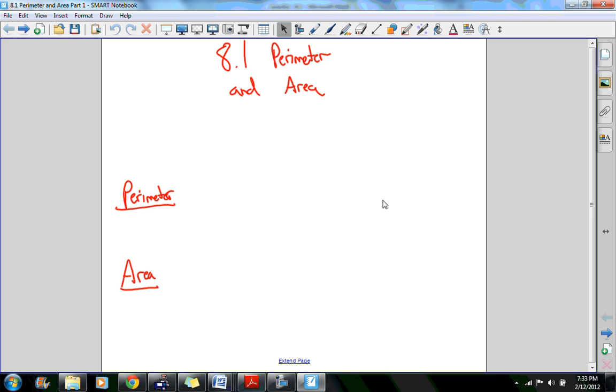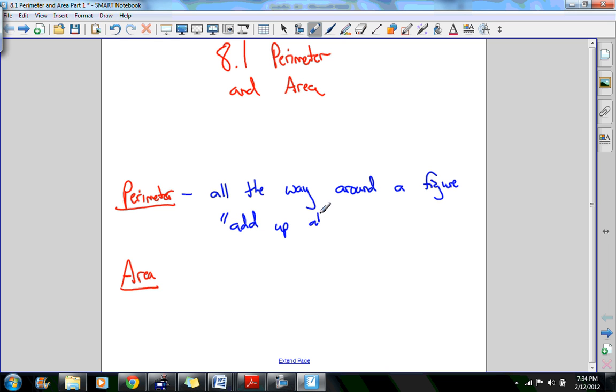Okay, so we're going to start with 8.1, perimeter and area, and most specifically perimeter and area of parallelograms and rectangles. So if we want to get some quick definitions here, because this is our first chapter without vocab, that means you need to be taking notes by hand. Perimeter is going to be all the way around a figure, which means the way to solve this is add up all the sides.